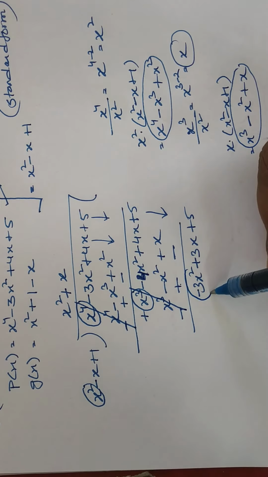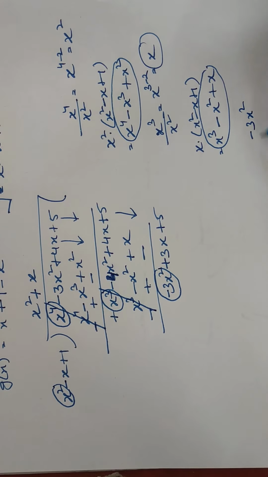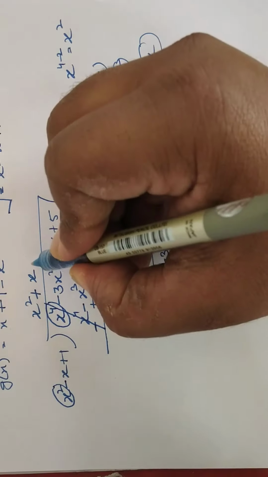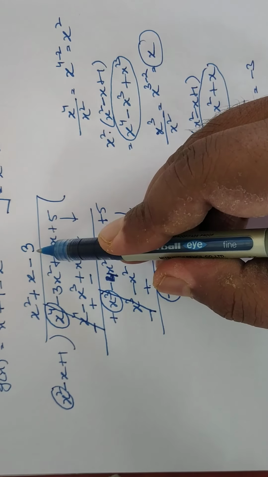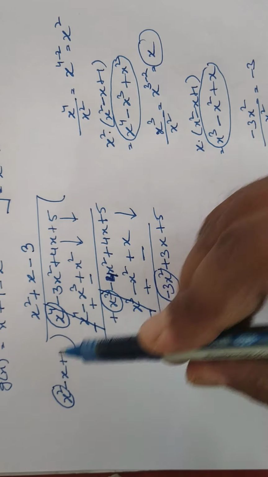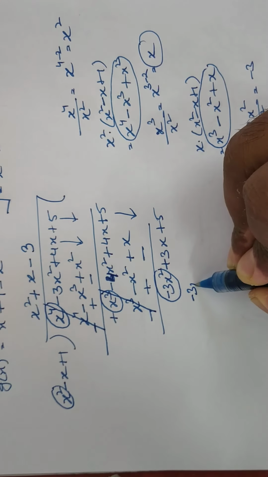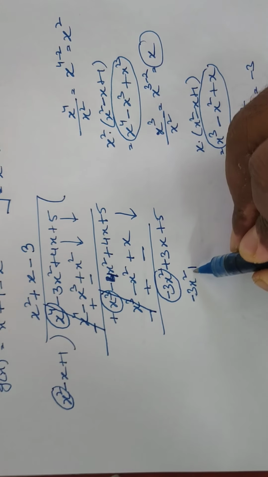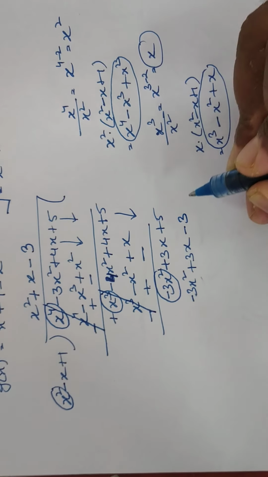Again we will divide the first term of the new dividend, that is minus 3x square, by the first term of the divisor. So we will get minus 3. So minus 3 will now act as the third term of the quotient, and I will multiply minus 3 with the whole divisor polynomial. So minus 3 multiplied by x square, we get minus 3x square, minus 3 times minus x, that is plus 3x, and minus 3 times plus 1, that is minus 3.